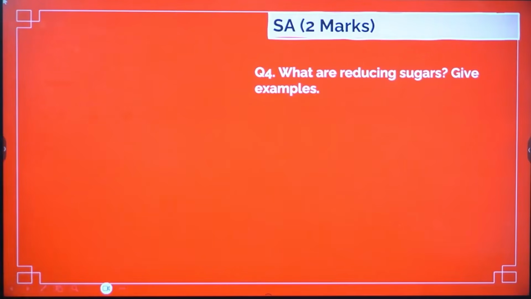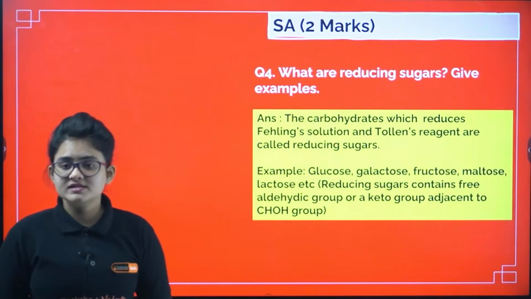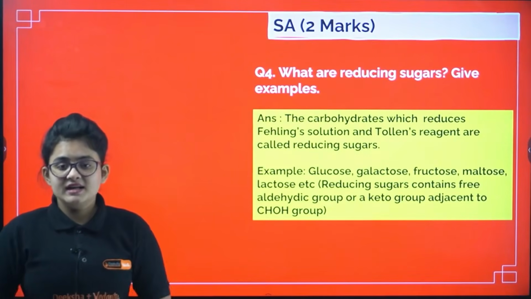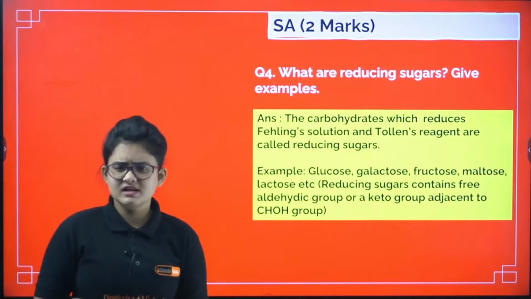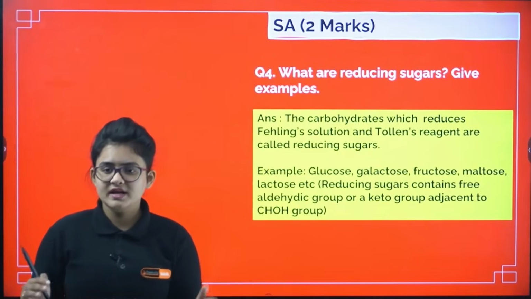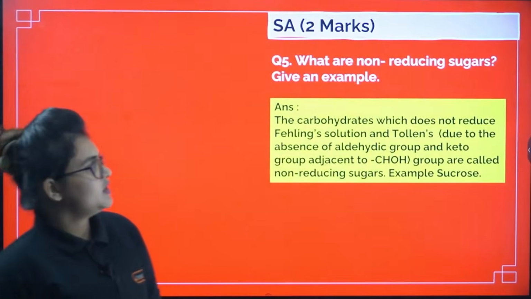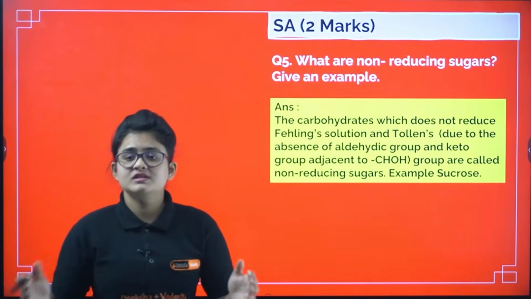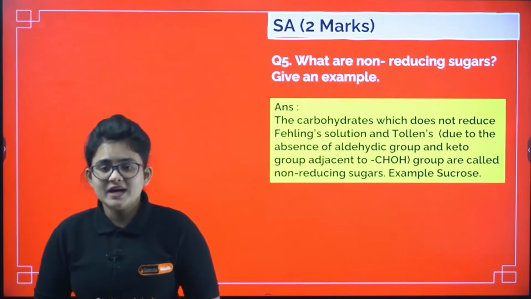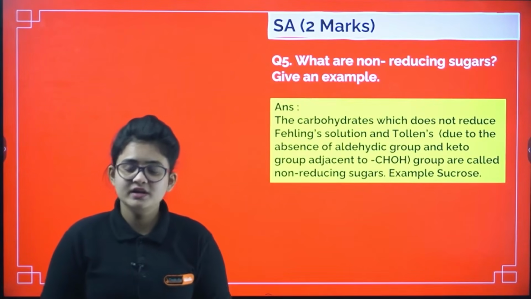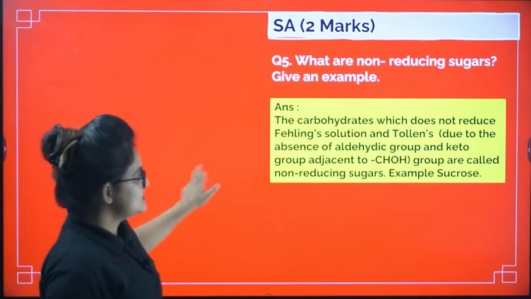Here you can see: what are reducing sugars? Give examples. Reducing sugars are those that can reduce Fehling's and Tollens' reagent. They have a free aldehydic unit, like glucose, galactose, fructose, lactose. These are all reducing sugars. Let's proceed. What are non-reducing sugars? Give an example. These are carbohydrates that cannot reduce Fehling's, Tollens' or Benedict's solution. They don't have a free aldehydic or keto unit. An example is sucrose.